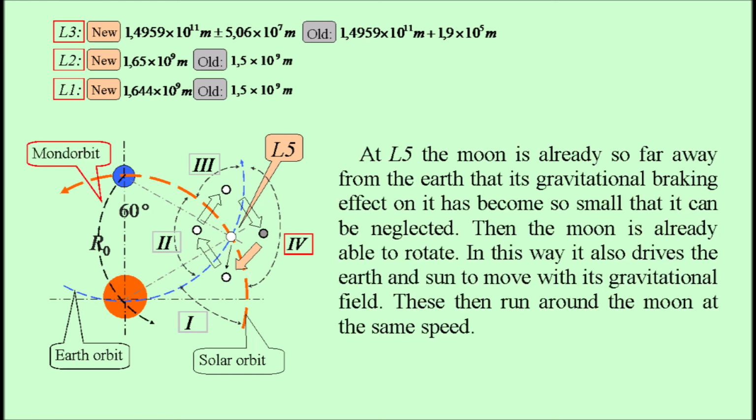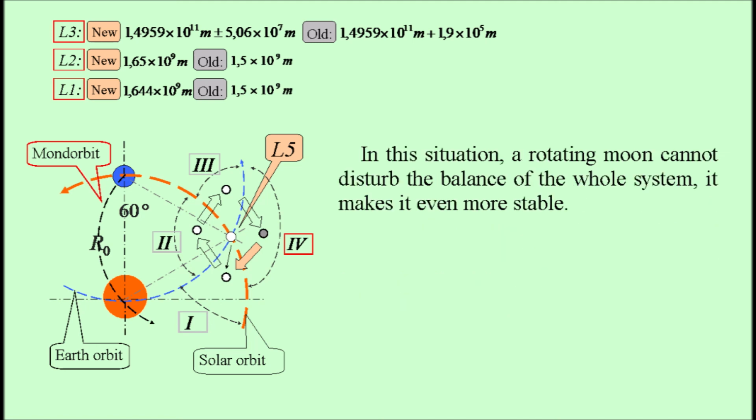At L5 the Moon is already so far away from the Earth that its gravitational braking effect on it has become so small that it can be neglected. Then the Moon is already able to rotate. In this way it also drives the Earth and Sun to move with its gravitational field. These then run around the Moon at the same speed. In this situation, a rotating Moon cannot disturb the balance of the whole system, it makes it even more stable.